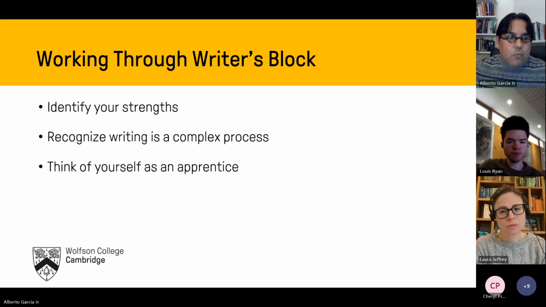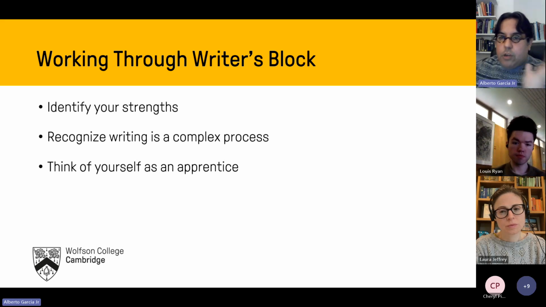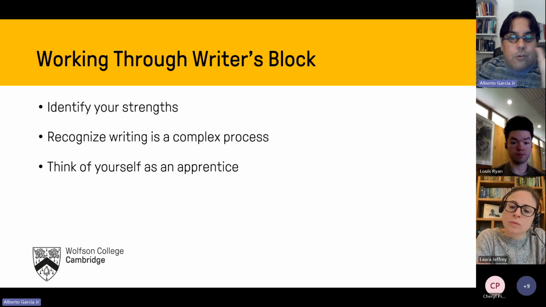Knowing that can be really helpful. Also think of yourself as an apprentice. If writer's block or apprehension is new, take time to understand that the situations you're writing in are also new. In particular, try to figure out what has changed in your writing life. Are you writing in a new format? Are you writing longer papers than before? Are you writing for new audiences? Are you writing on a new subject matter?